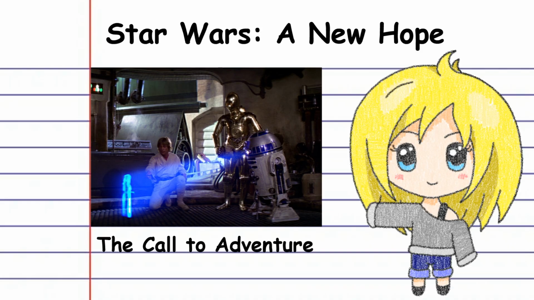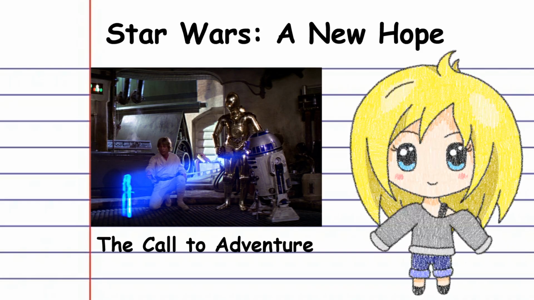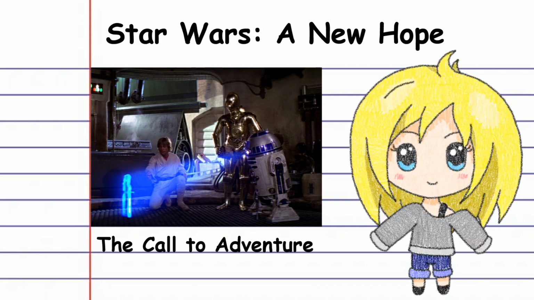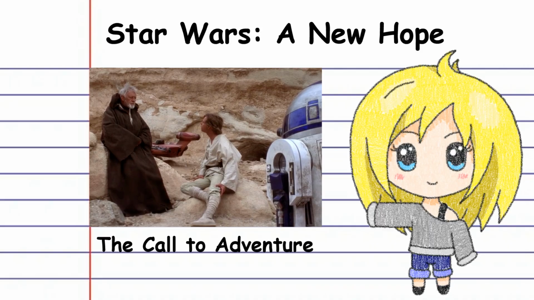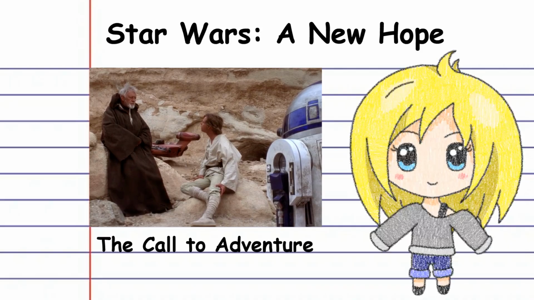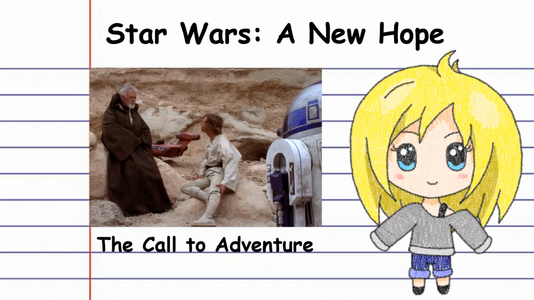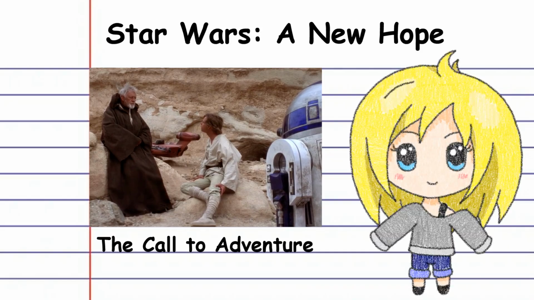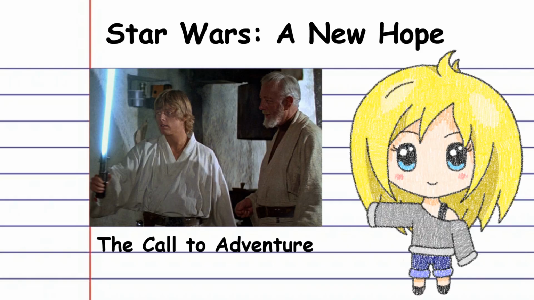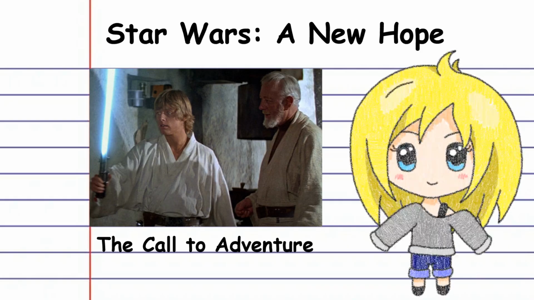Then the call to adventure. Luke is cleaning R2-D2 when he accidentally finds the secret recording from Princess Leia saying, "Help me, Obi-Wan Kenobi, you're my only hope." Luke talks to an old man named Ben Kenobi, and Ben explains that he is actually a Jedi Knight, a hero tasked with keeping the peace in the Republic. He also explains that Luke's father was a Jedi and gives Luke his father's old lightsaber.